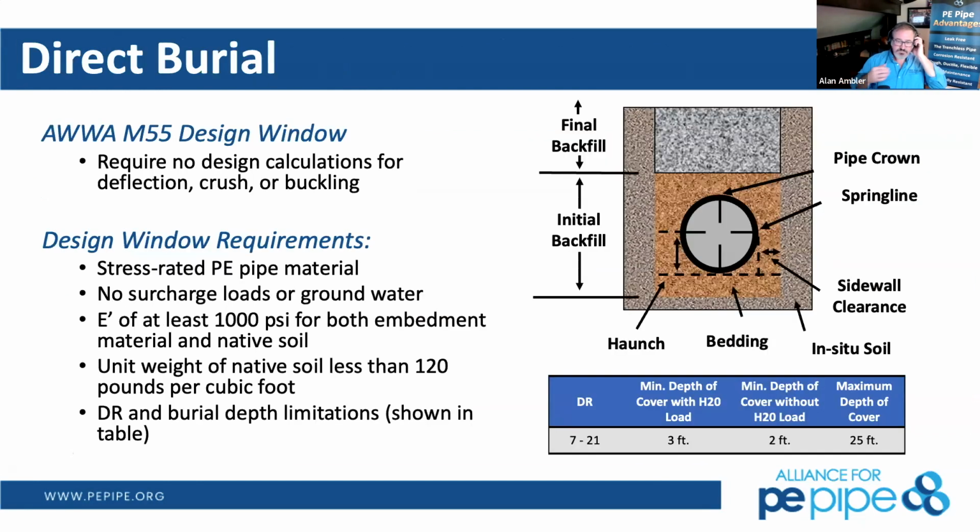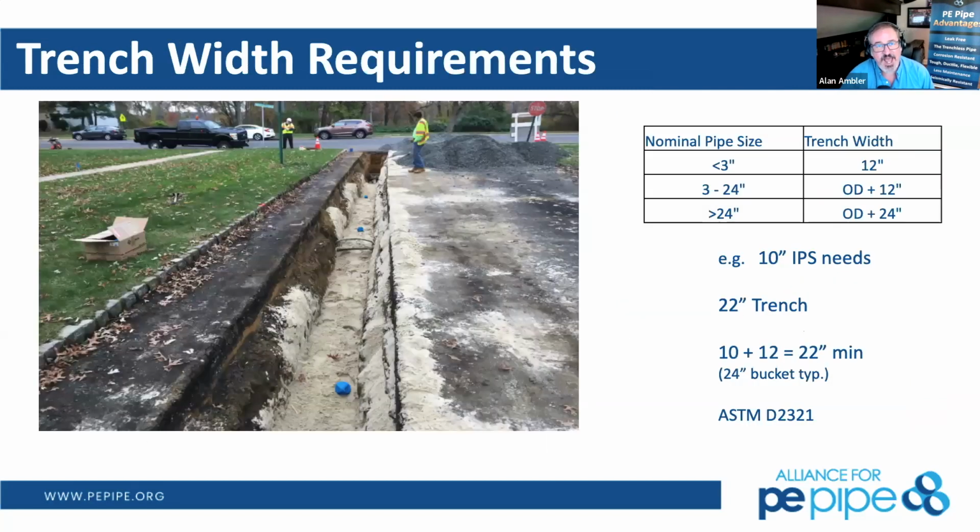Next slide. That design window, as we talked about, is DR7 to DR21. Minimum depth of cover with that H20 loading is 3 feet, no H20 loading is 2 feet, and a maximum depth of cover of 25 feet. So that does not necessarily mean that you can't bury it deeper than 25 feet. That means that if you do not want to do any intense open cut excavation calculations and your pipe lives in this window, you do not have to do them. If you want to do them, we've done them for you and have spreadsheets available. So just let us know, send us a Q&A.